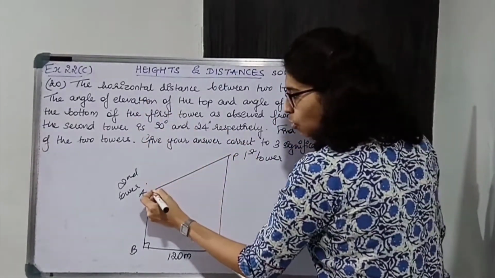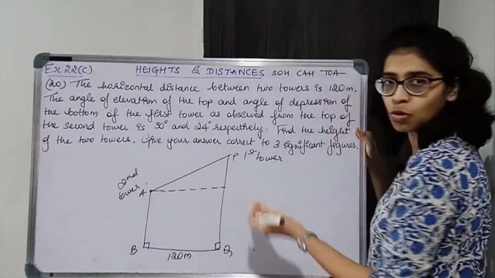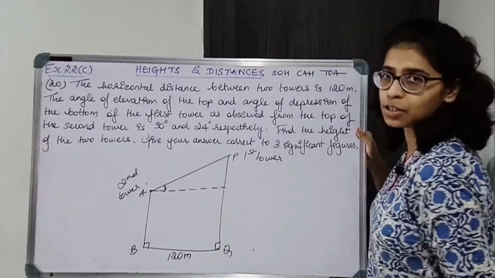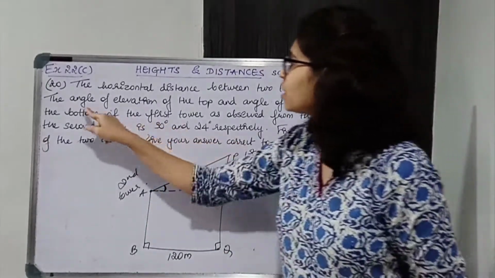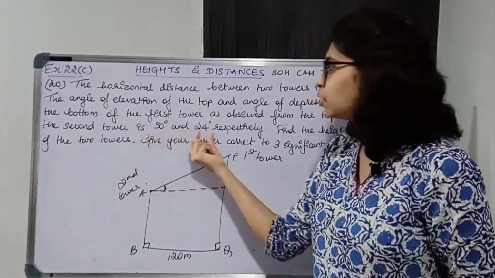So the angle between the line of sight and the horizontal, we have to draw the horizontal because from here there is no horizontal. So the angle between the line of sight and the horizontal is the angle of elevation. So what is the angle of elevation? The angle of elevation of the top and angle of depression of the bottom is 30 and 24.